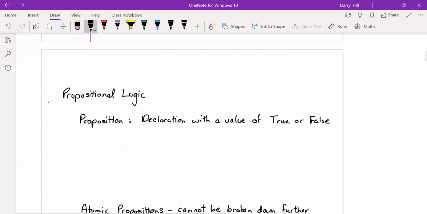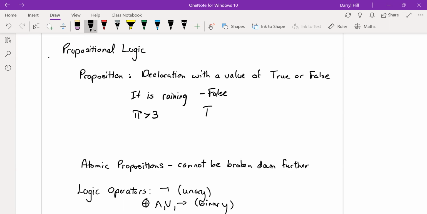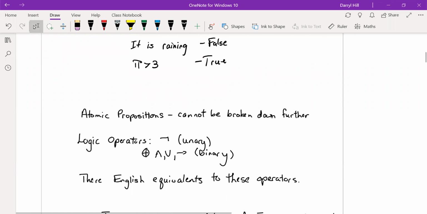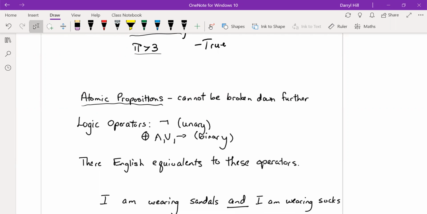Okay. All right. So to start with, propositional logic. A proposition is a declaration with a value of true or false. So, it is raining. That can be true or false, and it's false in this case, at least here. Pi is greater than 3. Well, that's true, etc. So these are just statements we can assign a true or false value to. Atomic propositions mean they cannot be broken down further, which is, well, these are atomic propositions up here. They just mean that there's no logical operators with them.